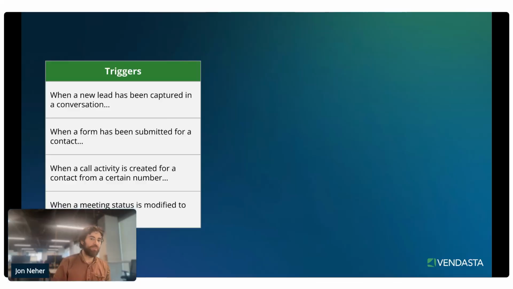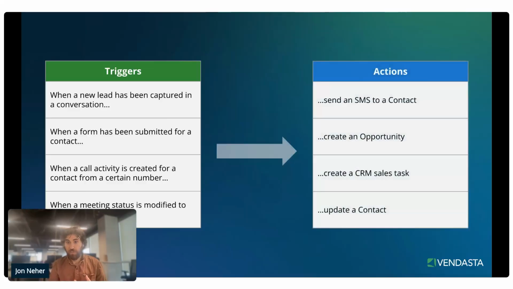We're going to do something specific for no-shows. Now, in Vendasta's automation system, we have a number of great actions that you can take. You could send an SMS to a contact. You can create an opportunity. You can create a CRM sales task, or you could update a contact.